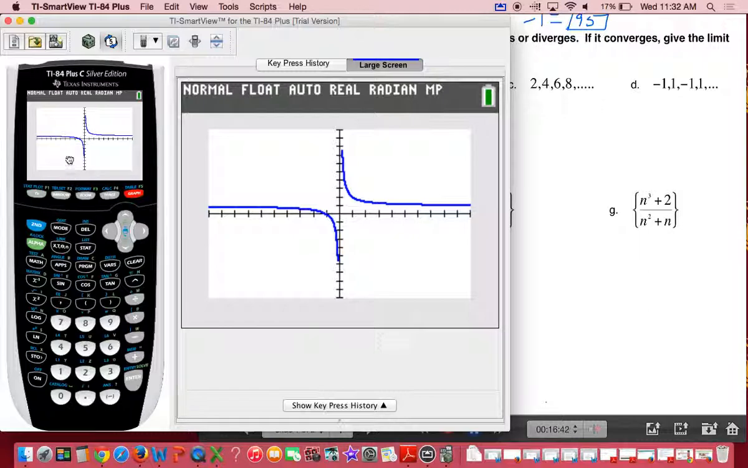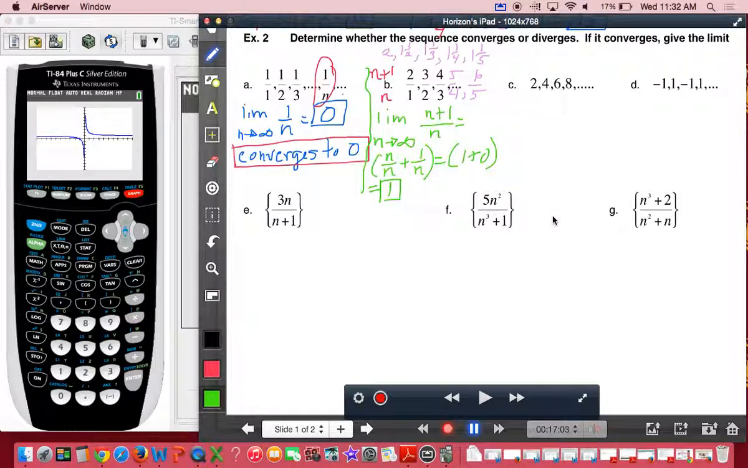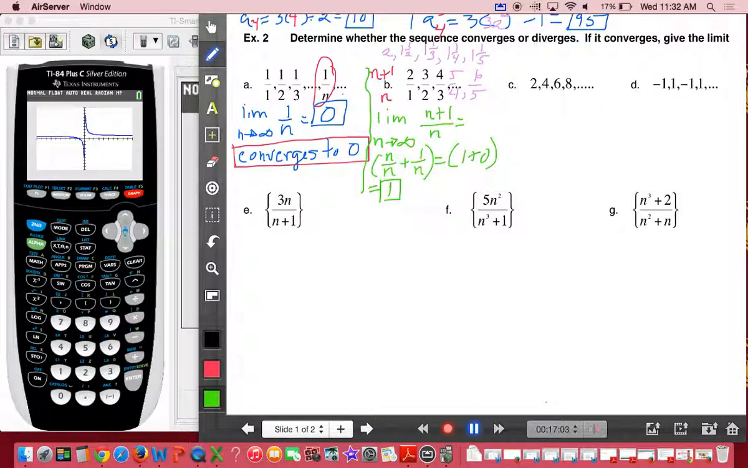We don't care about what's happening as we go to negative infinity, although it is the same, isn't it? We'll talk about right and left-hand limits later. Right now, all we care about is what's happening as we approach positive infinity. And so, going back to here, is this convergent or divergent? Converge. It has an actual limit of a number, and so it converges to 1.